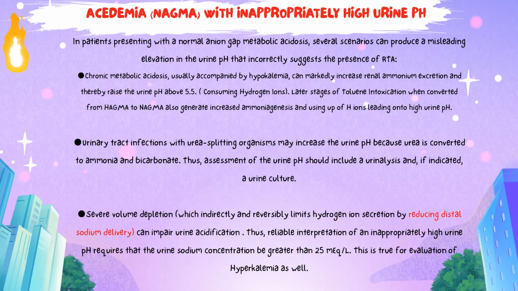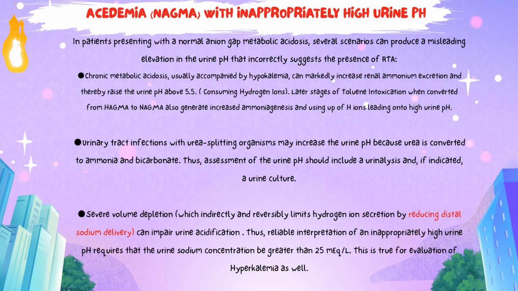The other clinical situation that results in a higher urinary pH is urinary tract infection secondary to urea splitting organisms. That's something to be kept in mind, and if you find a higher urinary pH while investigating, doing a urine analysis and a urinary culture, if indicated, is something to be considered.